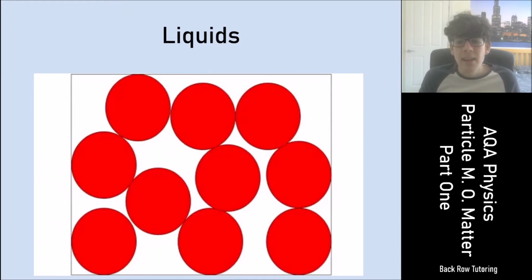So as you can see, the liquid's particles are arranged non-uniformly, so there's not much of a clear row and column pattern here. Some of the particles are touching each other, but on average, the distance between the particles is just that little bit bigger than in solids.